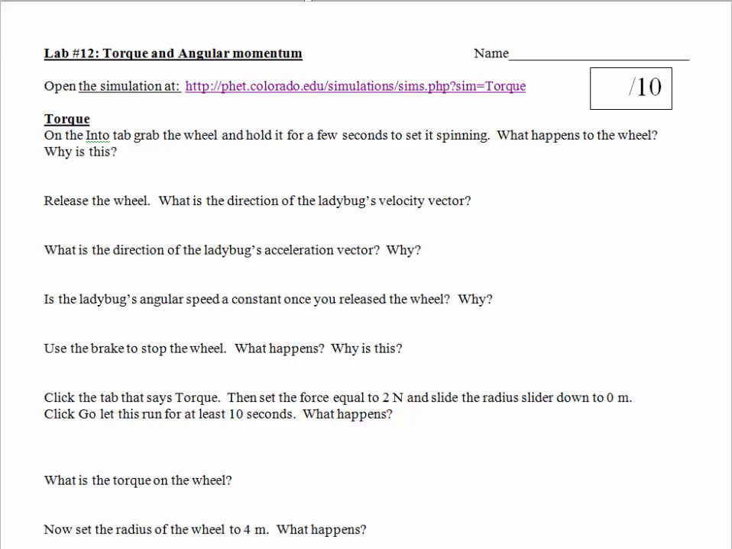Okay, this is the introduction for lab number 12. It's the lab on torque and angular momentum. Some things that we know: a torque is a force applied at some distance, and that's how we change something's angular velocity.